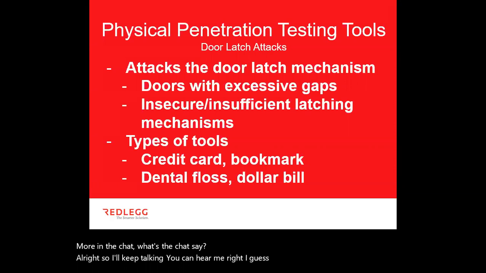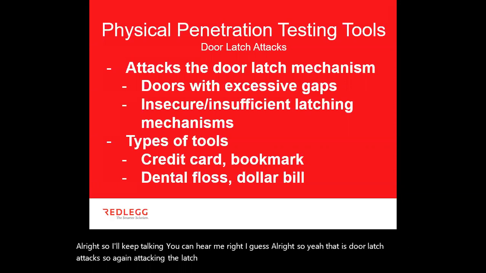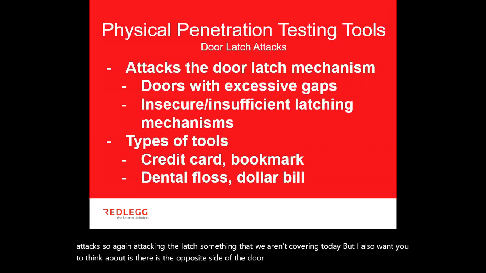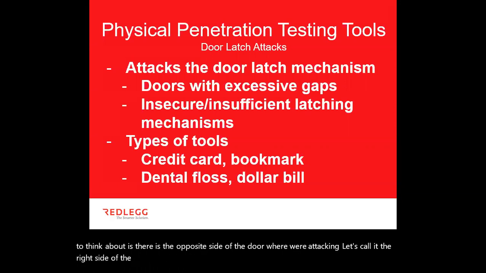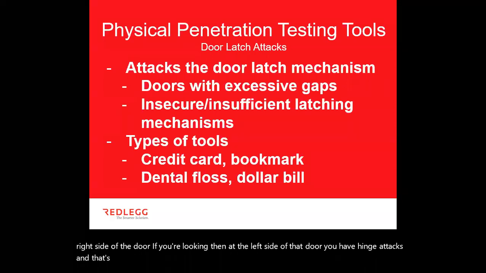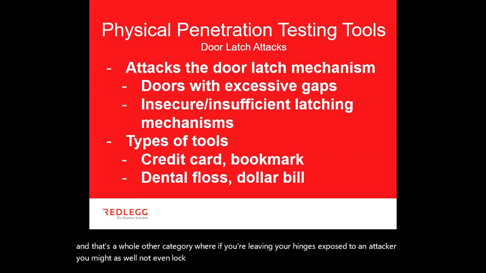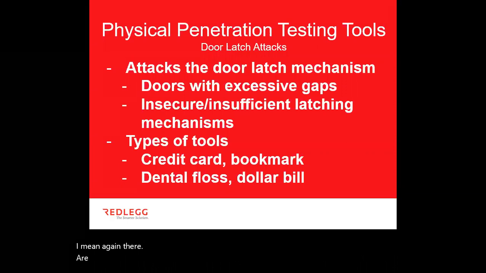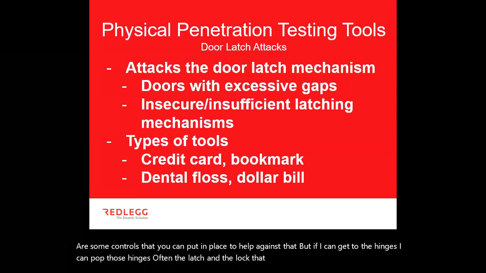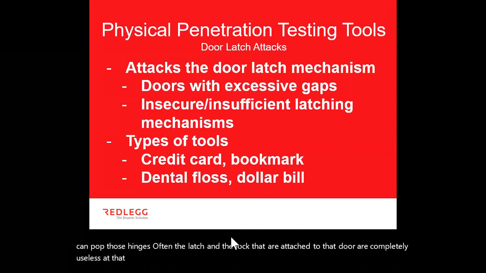All right. So yeah, that is door latch attacks. So again, attacking the latch. Something that we aren't covering today, but I also want you to think about is the opposite side of the door. We're attacking, let's call it the right side of the door. Well, if you're looking at the left side of that door, you have hinge attacks. And that's a whole other category where if you're leaving your hinges exposed to an attacker, you might as well not even lock the door. I mean, again, there are some controls that you can put in place to help against that. But if I can get to the hinges, I can pop those hinges off, and the latch and the lock that are attached to that door are completely useless at that point. So keep that in mind as well.